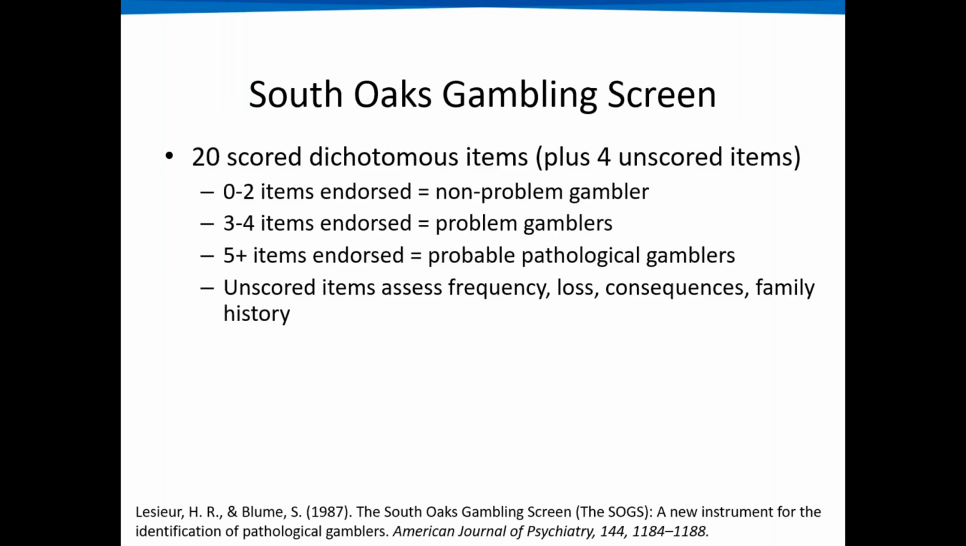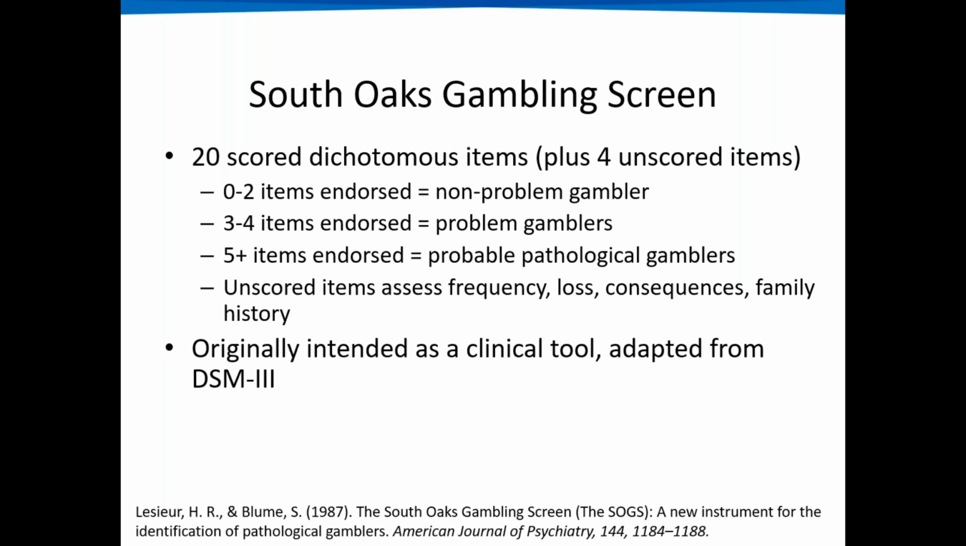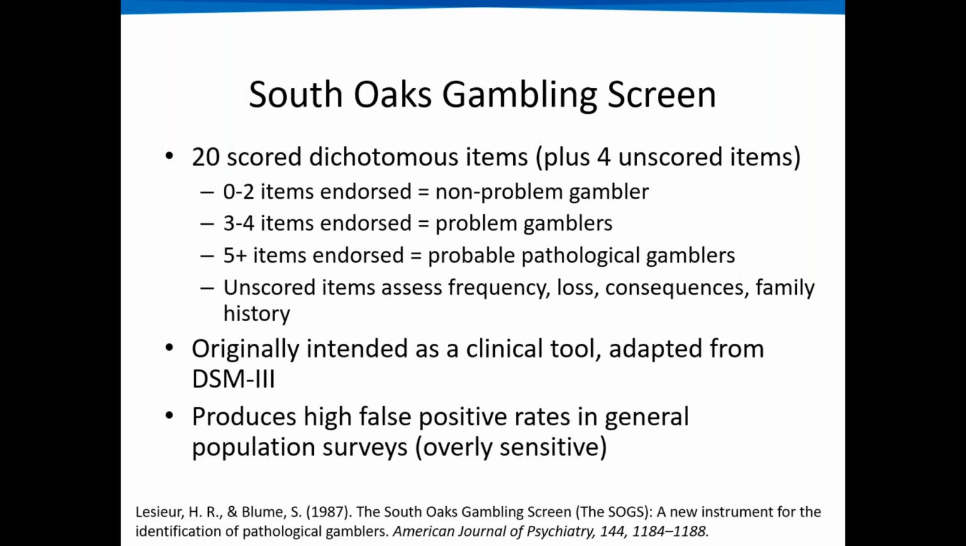The South Oaks Gambling Screen is one of the oldest and most used and researched assessments. It includes 20 dichotomous scored items that were adapted from the DSM-3. Gamblers can be classified as non-problem, problem, or if they endorse 5 or more items, probable pathological gamblers. The assessment was developed for use as a clinical tool, and some research suggests it produces high false positive rates in general population surveys, meaning it classifies more people as having gambling disorder than other clinical measures would indicate.